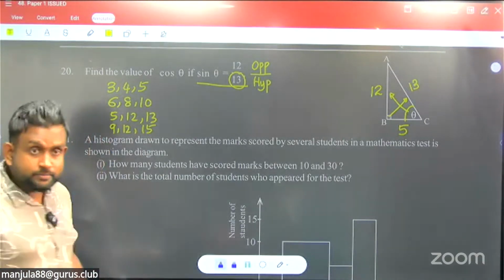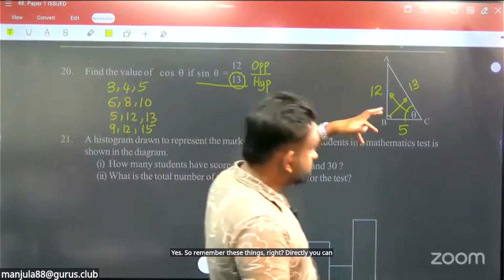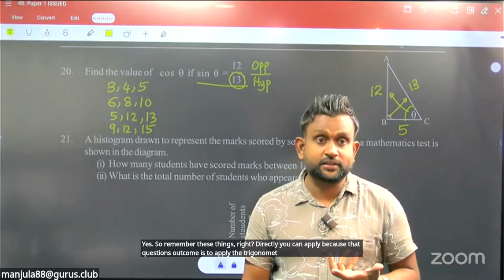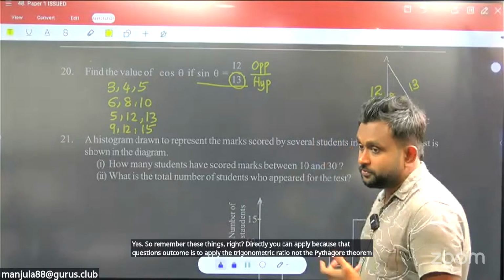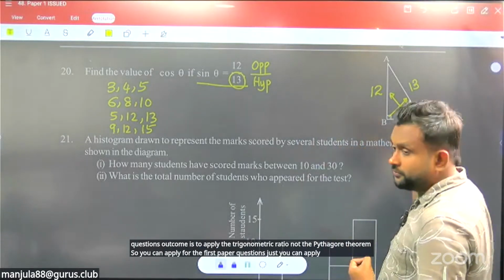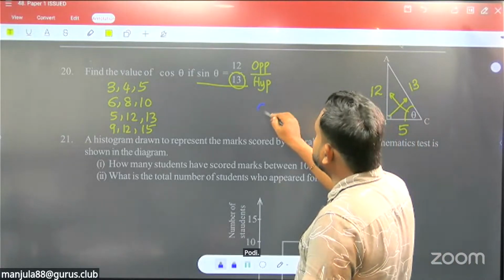Yes. So remember these things, right? Directly you can apply, because that question's outcome is to apply the trigonometric ratio, not the Pythagoras theorem. So you can apply for the first paper questions. Just apply this answer directly, and then the steps are written; they're asking cos theta.